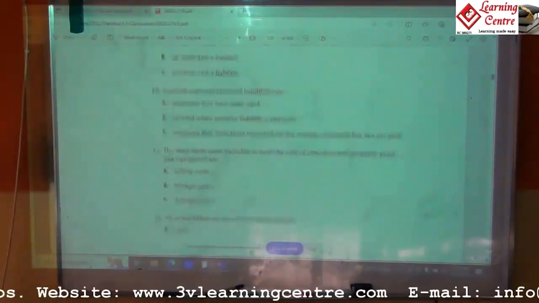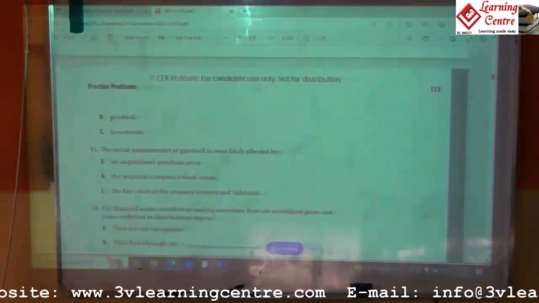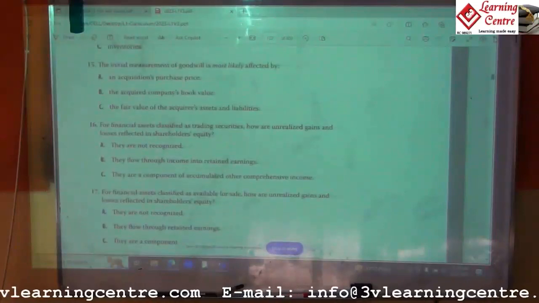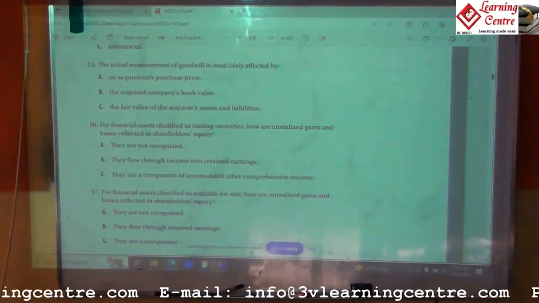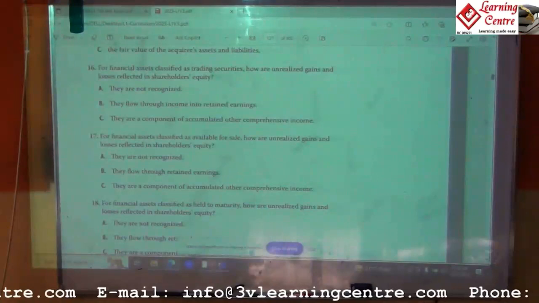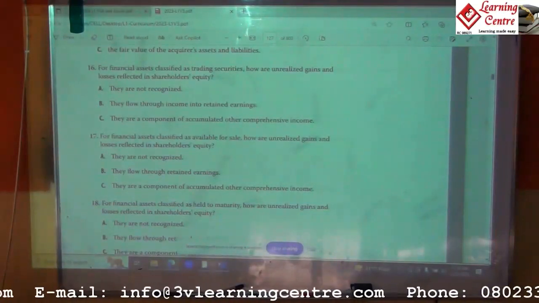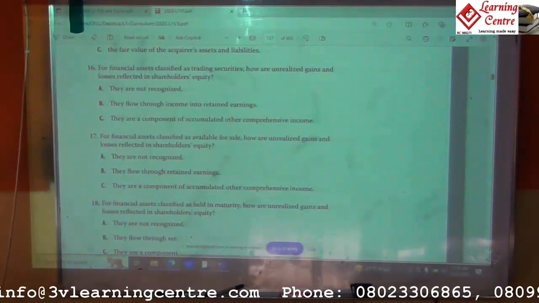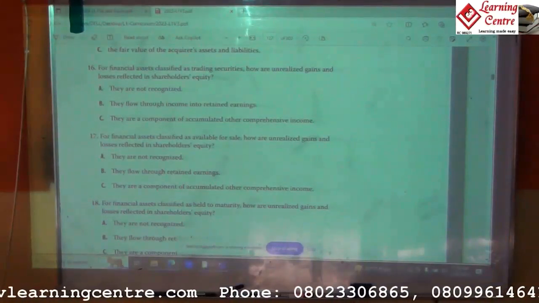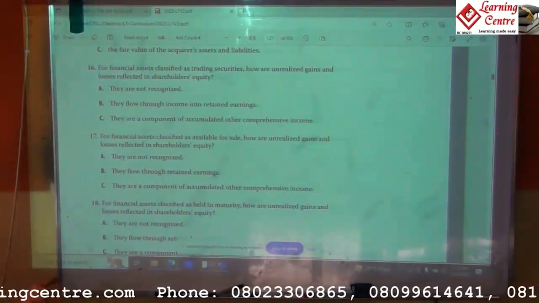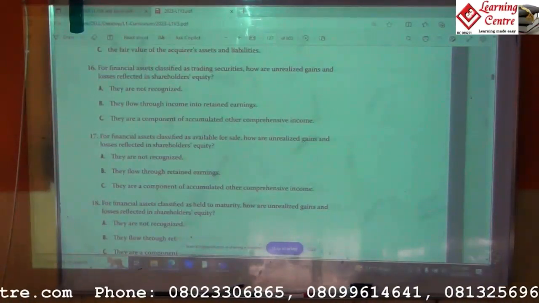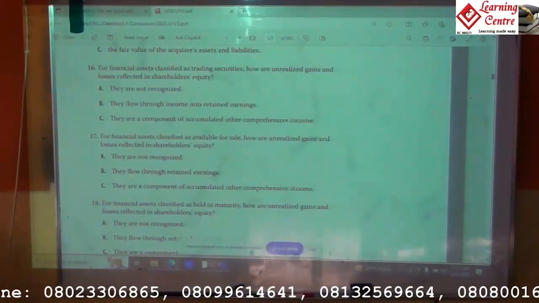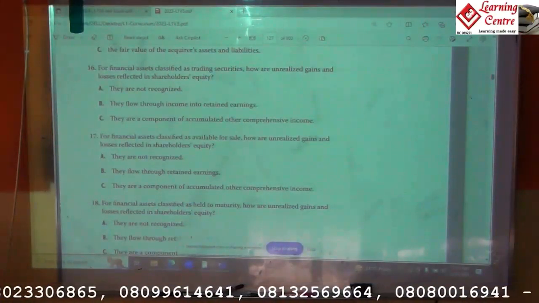Let's go. Let me see. So let's look at this together. Let's look at number 16. Financial asset classified as credit security. I've given you the answer, but check your note, at least for now. Next time, I'm not allowing you to check your note. Yeah, check your notes. Financial assets unrealized gain and loss are recorded here. Yeah, talk to me.